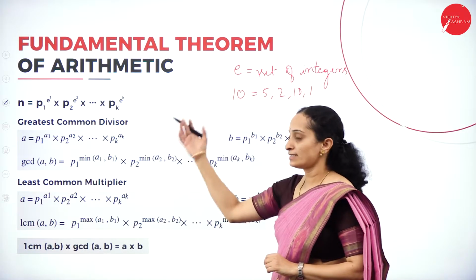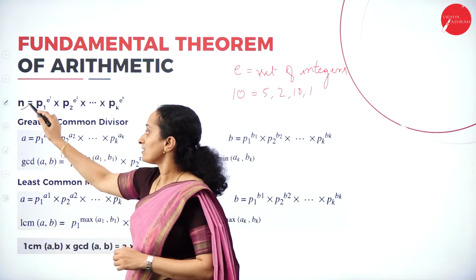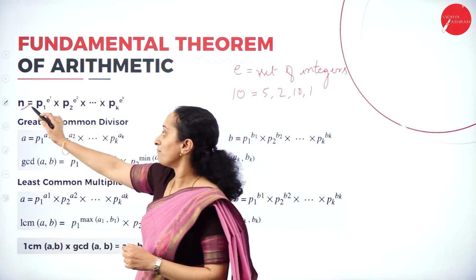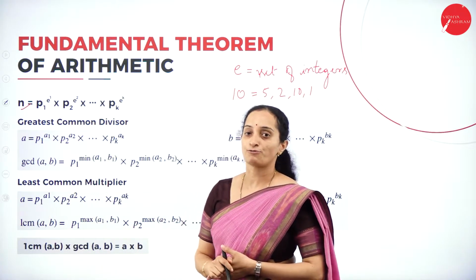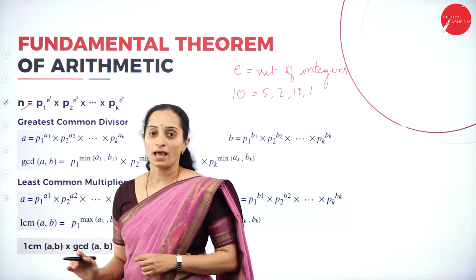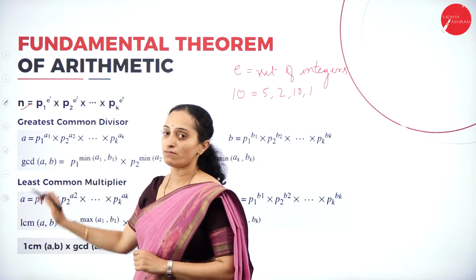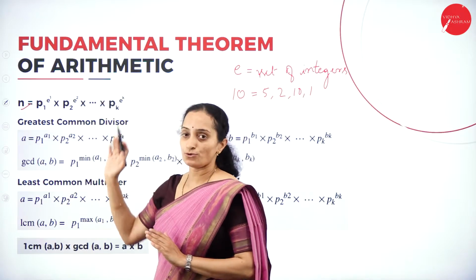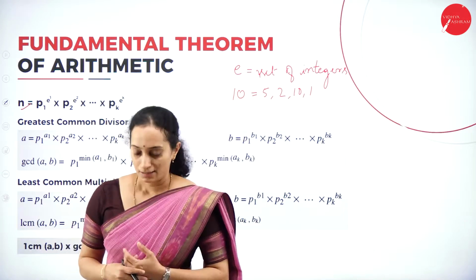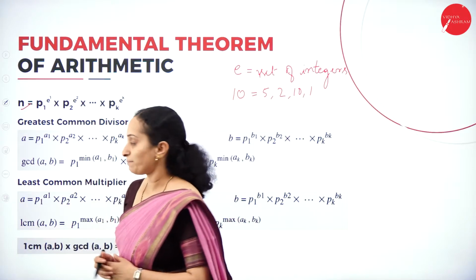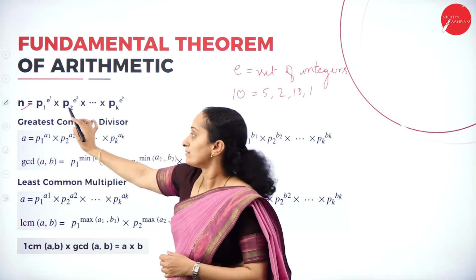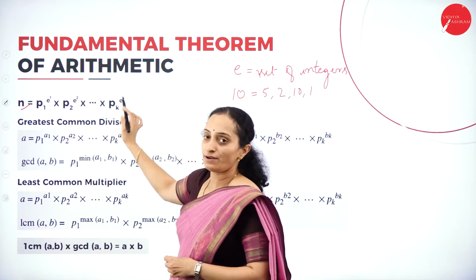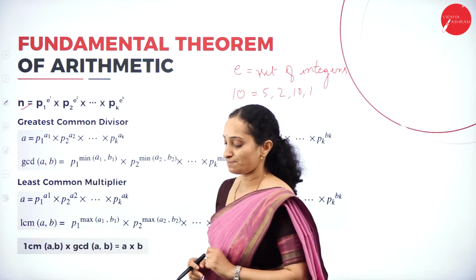The factorization can be expressed as factors of multipliers. If n is a number, how do you represent the factorization of that number? Using the prime numbers. So if P1 to Pn is the set of prime numbers and E1 to Ek is the set of positive integers, you can represent n equals P1 to the power of E1 into P2 to the power of E2 into up to Pk to the power of Ek. You can use this expression.